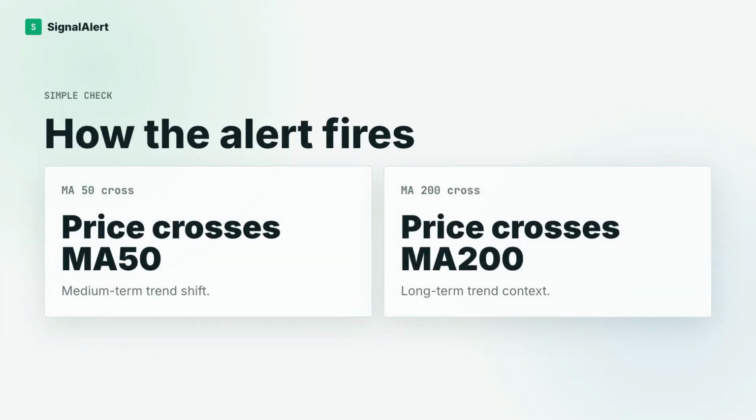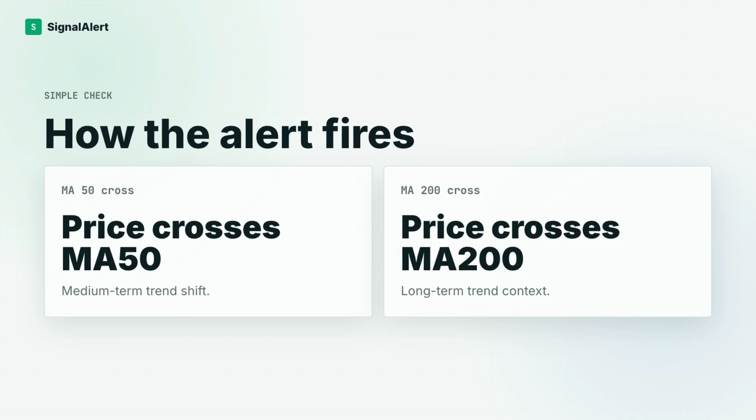The alert idea is simple. If price crosses above the moving average, it can suggest buyers are pushing price back above an important trend line. If price crosses below the moving average, it can warn that sellers are pulling price under that trend line.